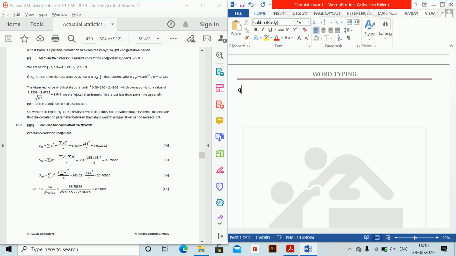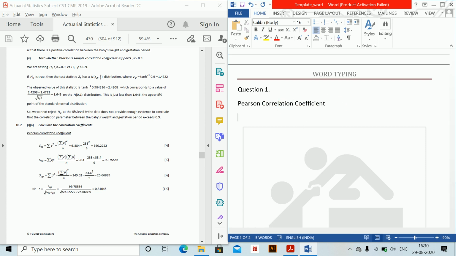So question 1, we have our Pearson correlation coefficient. Okay, some spelling errors are there.